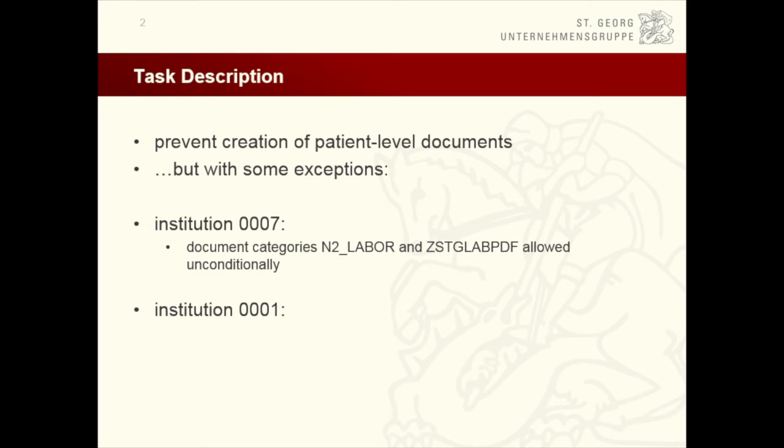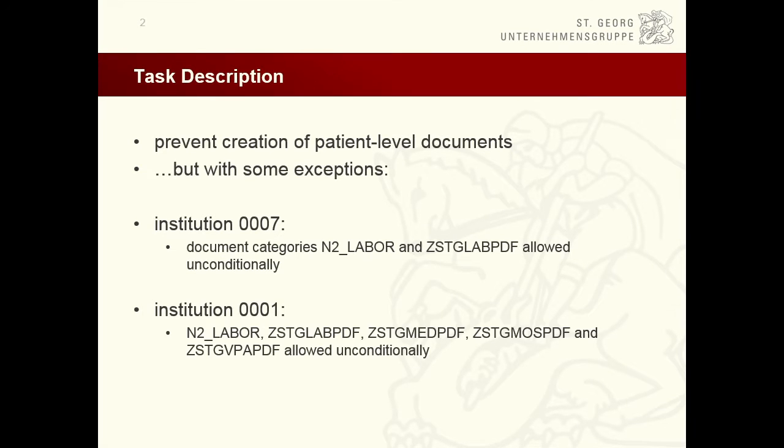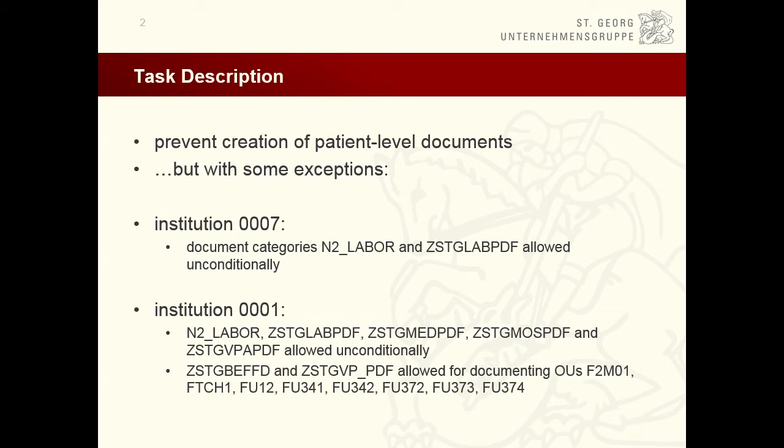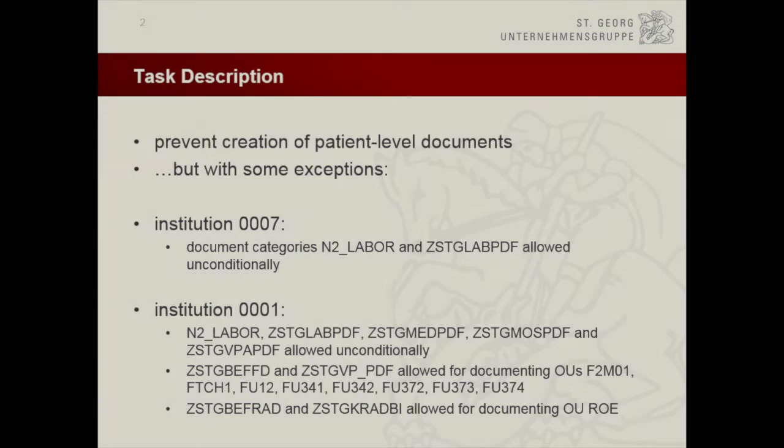And in institution 1, the situation is slightly more complex. There are 5 document categories that are allowed to be created on a patient level unconditionally. There are 2 document categories that may be created for some documenting OUs that are shown here. And there are 2 additional document categories that may be created on a patient level for another documenting organizational unit.